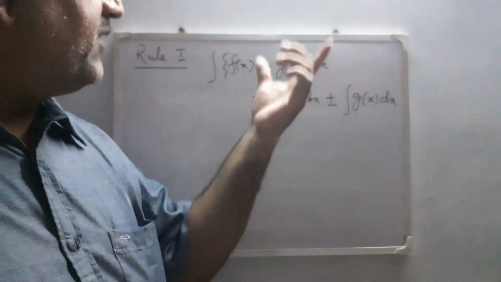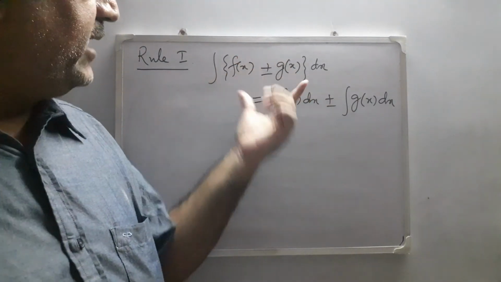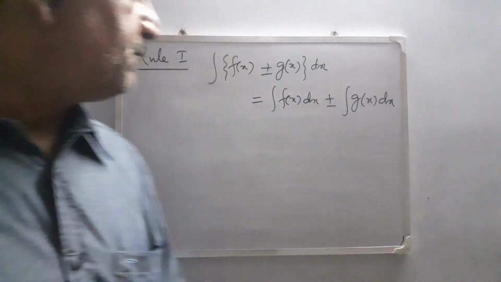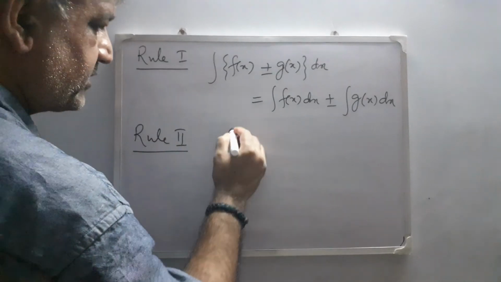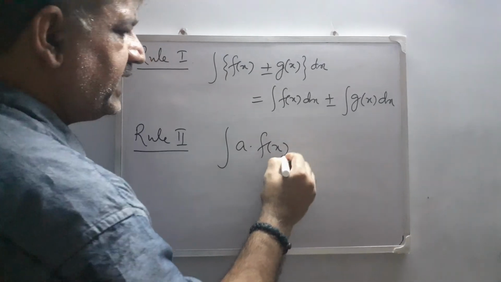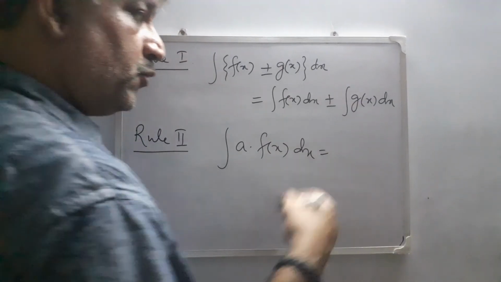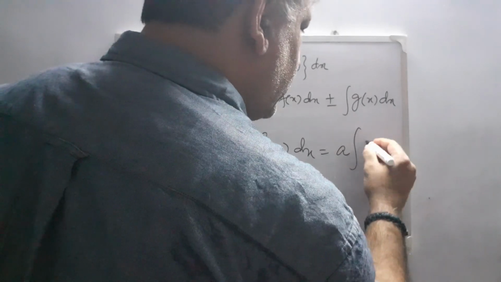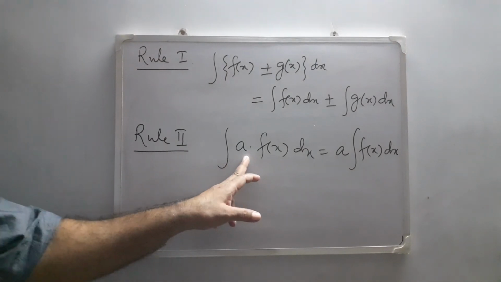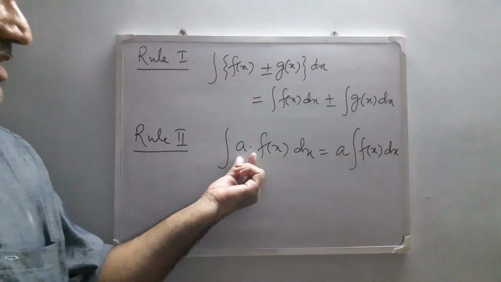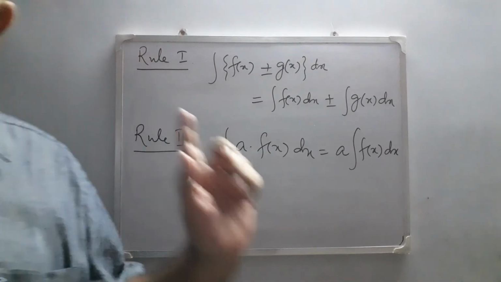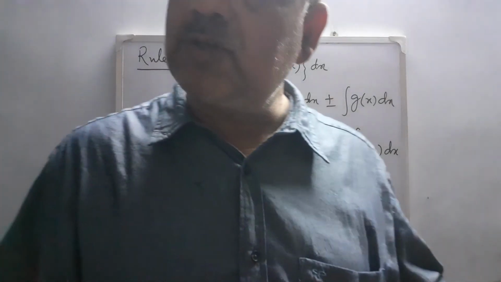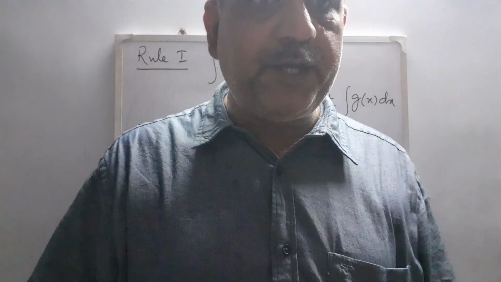So whenever we get two functions in the bracket, we can break it into integrals. Now the second rule: if a constant exists, integral a into f(x) dx, what we have to do? We have to take this constant out, and finally we will have integral f(x) dx. So the constant will be out if any constant appears within this integral. These are the two rules and the 18 formulae with the help of which we will try to solve problems in the next video. Thank you, boys.